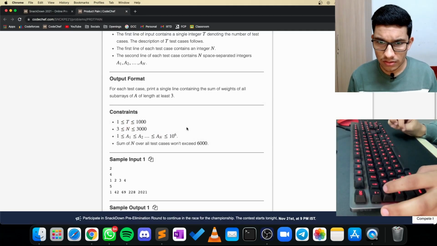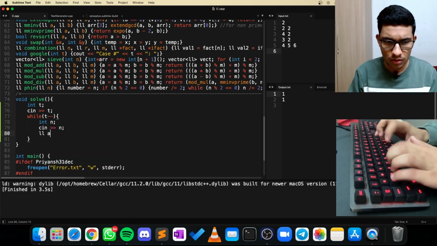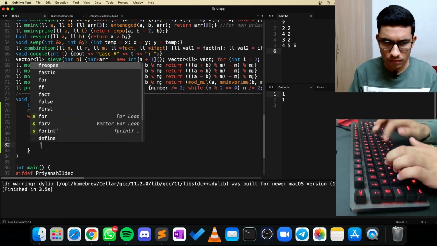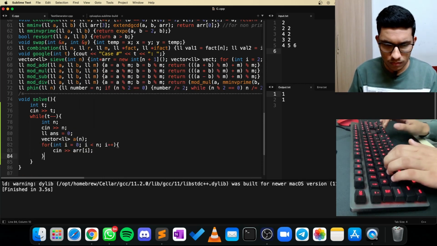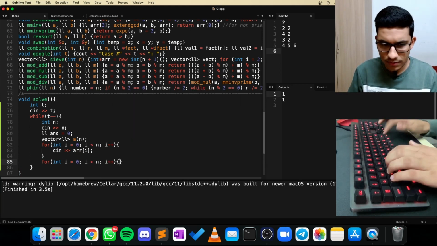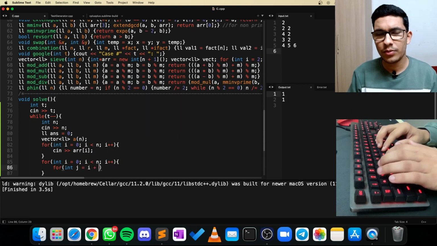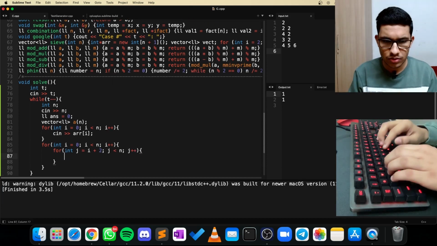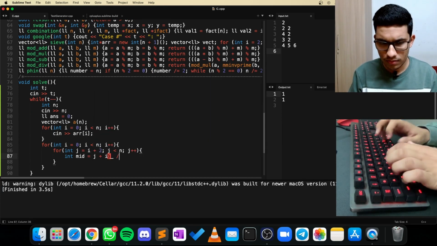There is not much to be done here. 6,000, this should be fine. So here I'm defining my subarrays. It has to be of length at least 3, so I'll be doing it from i plus 2. Right, now I have to define a middle point. So int middle equals j plus i by 2, right?